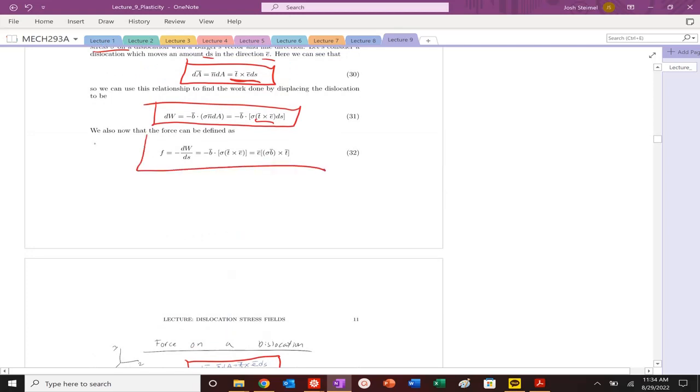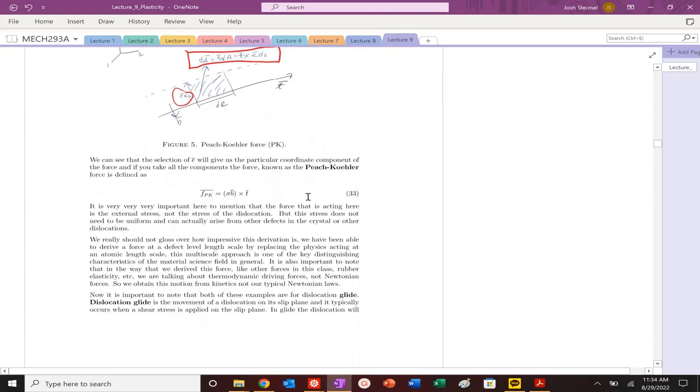And we can define our force in terms of work. Again, that's going to be the work that's done over some distance ds. And we can define, finally, our Peach-Koehler force, a PK force. So our PK force is our stress tensor, our 3x3 stress tensor. Usually, again, that's the stress applied.